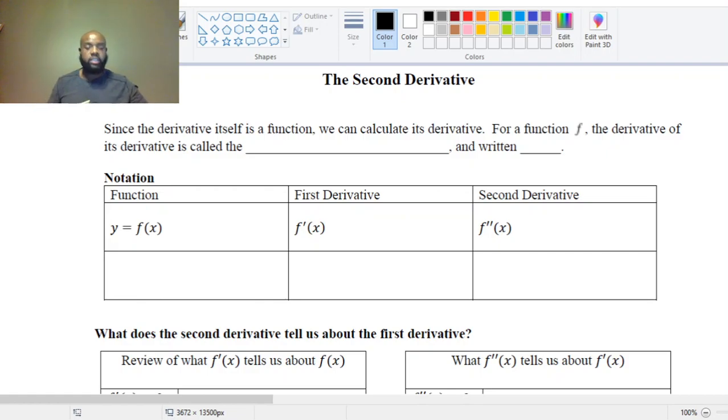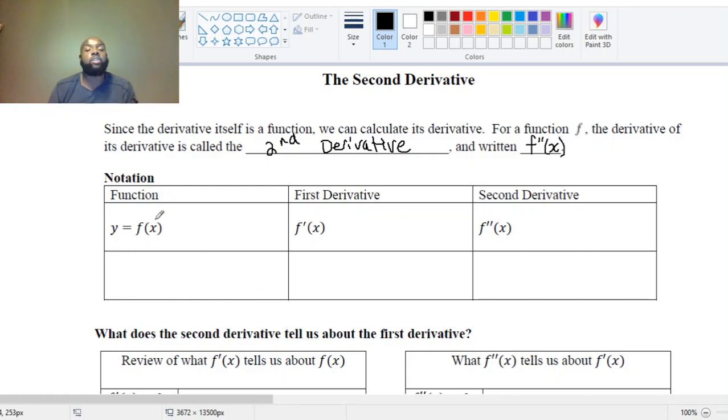In this video, we're going to discuss what we call the second derivative. Since the derivative itself is a function, we can calculate its derivative, right? So since we already know that f prime is a function, then we can calculate its derivative. So for a function f, the derivative of its derivative is called the second derivative. And if we have f of x, then we say it's f double prime of x, all right?